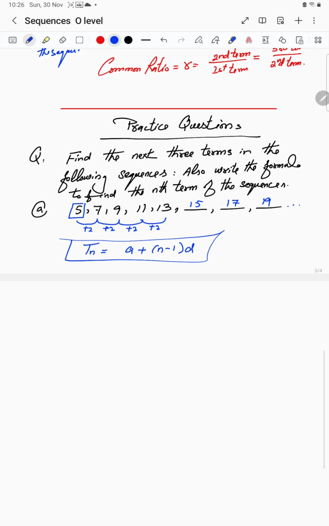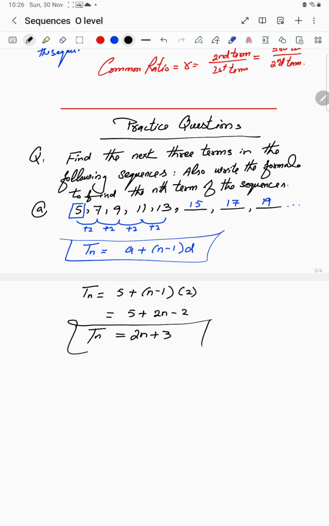Because we have to define the formula, here a is 5, so Tn is 5 plus (n minus 1), and d is the common difference, 2. We can simplify: 5 plus 2n minus 2, so 2n plus 3 is the nth term formula, which helps us to find any specific term.